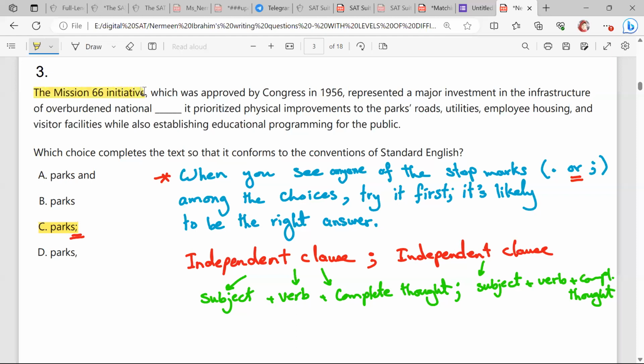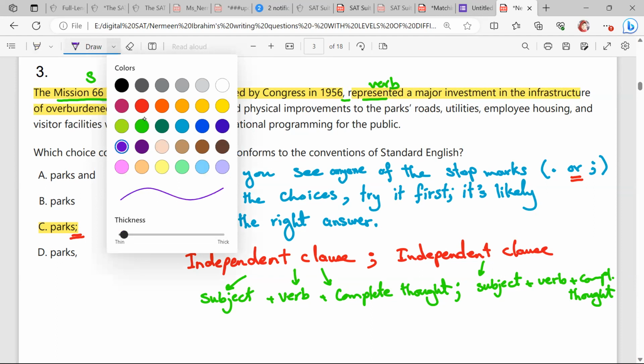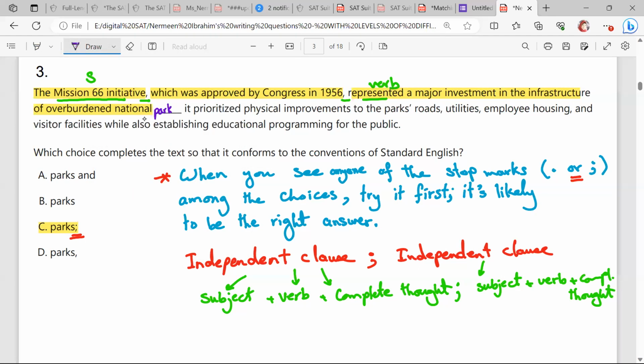The Mission 66 initiative, which was approved by Congress in 1956. You see here, I have a comma and a comma. This is non-essential. Still, the Mission 66 initiative, that's the subject. What is its verb? The verb is here: represented. So subject, verb, and I still need a complete thought: a major investment in the infrastructure of overburdened national parks. Then semicolon. So I have subject, verb, and a complete thought.